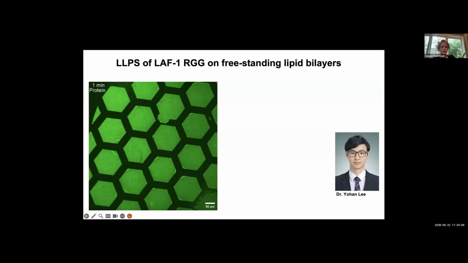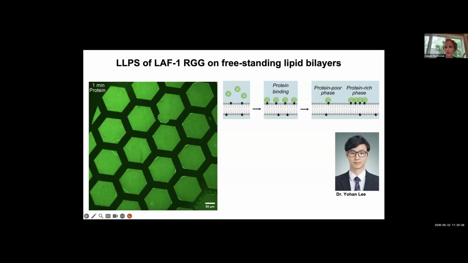And what Johann does is he takes a TEM grid made for looking at protein structure, et cetera, and he doesn't use it for that. Instead, he coats it with a hydrophobic coating, dips it into an oil and lipid mixture, and then dips it into water. And if you do that carefully, you can form a pore spanning lipid bilayer over each one of the holes in the grid. And when you do that, if you add a protein that wants to phase separate, here we have the RGG domain of LAF1, and allow that protein to bind to the surface, you can observe phase separation out in the 2D plane of the membrane.